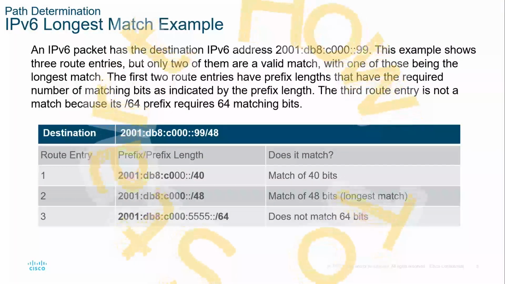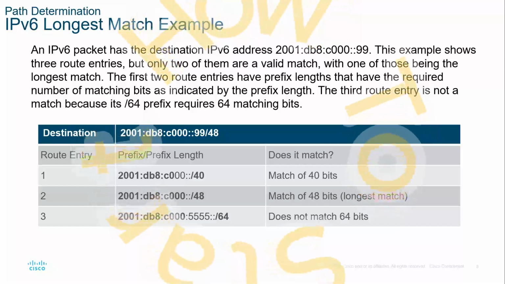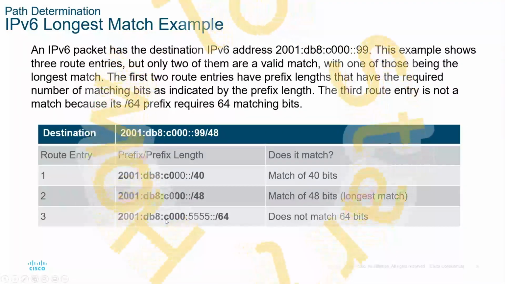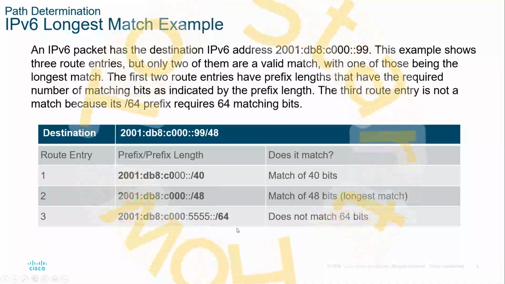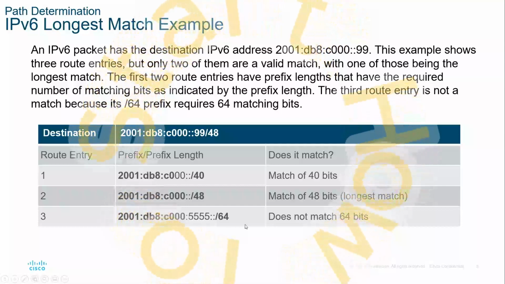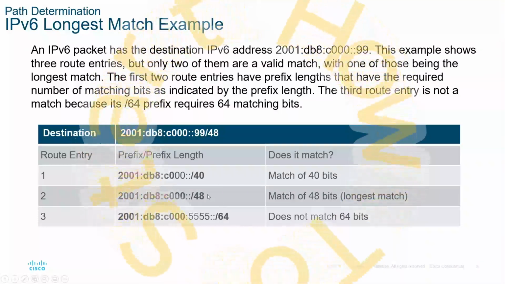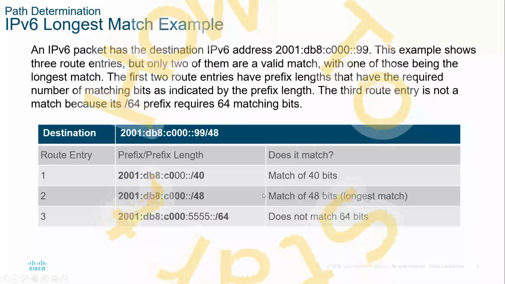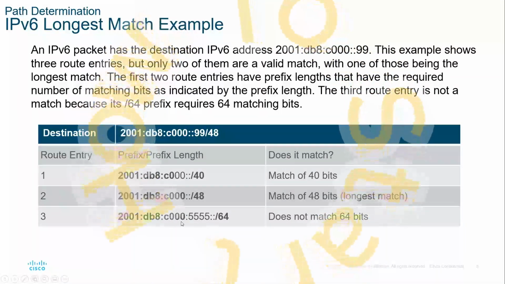We're breaking down the host bits, and we're seeing which ones match. Here we have 40 bits, 48 bits, and 64 bits, but you'll notice the 64 bits does not match. So we're going to be looking at the 48 bits. Those will be the ones that do match.